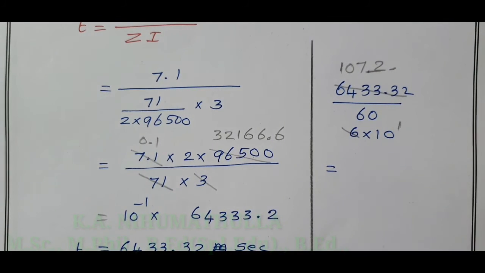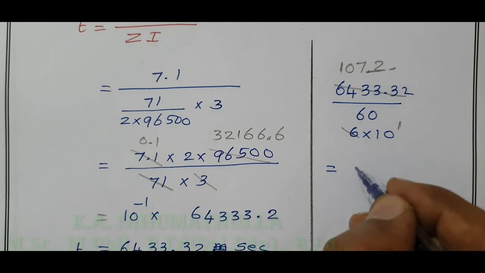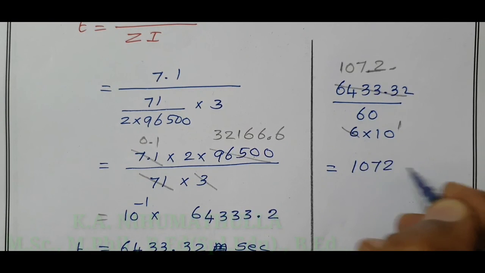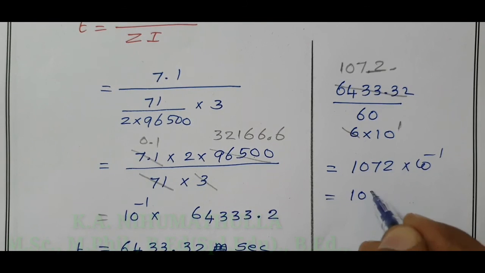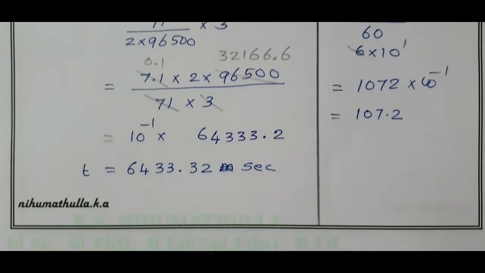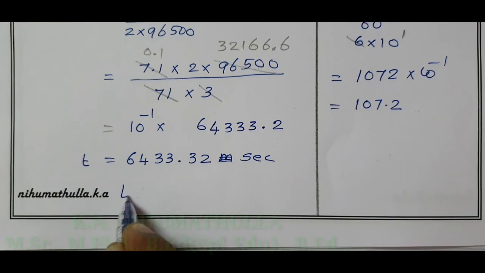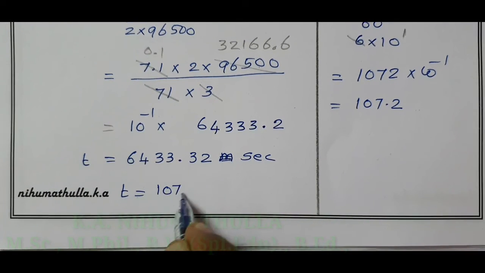When you bring 10 power 1 to the numerator, 1072 into 10 power minus 1 gives 107.2. Our answer in minute is, time is equal to 107.2 minute.